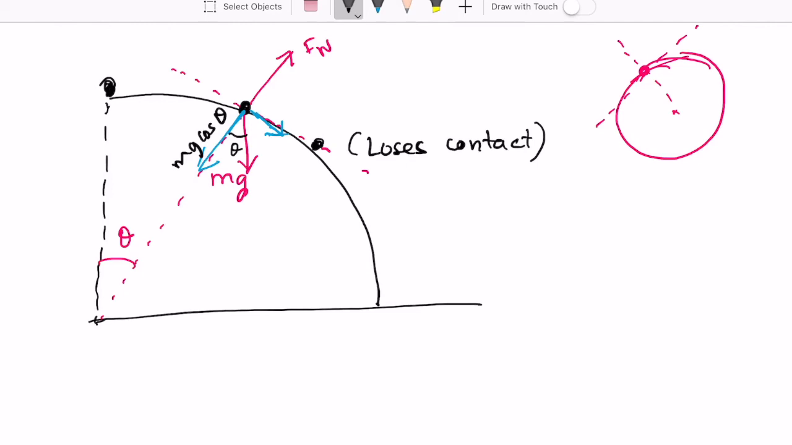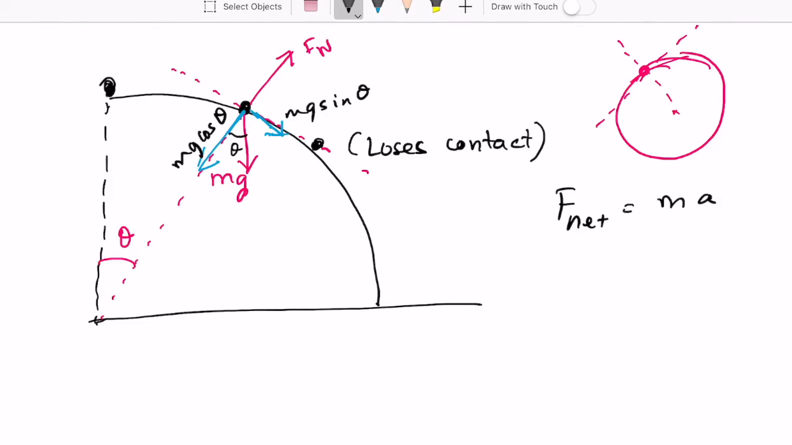Okay. All right. So now we have resolved the forces into components. I might as well just write it, mg sine theta there. Now let's apply Newton's second law in the radial direction. All right. So how do we do that? Newton's second law is F net equals mass times acceleration.